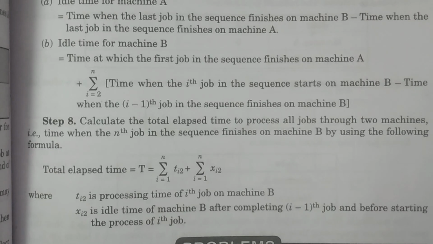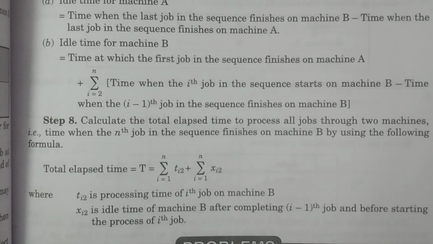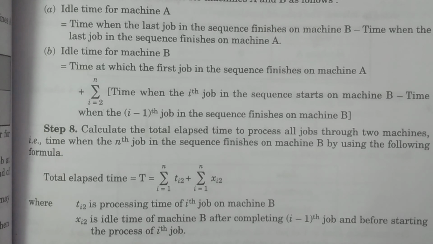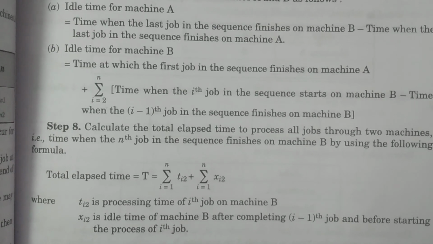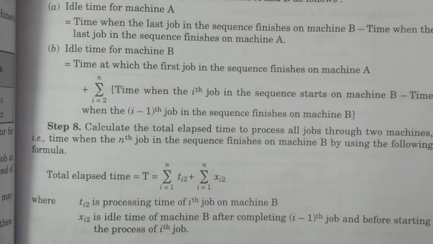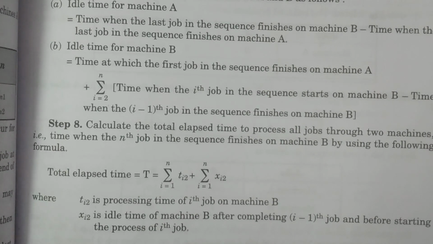So this is how to calculate the total elapsed time. In a sequencing problem, you have to calculate first the optimum sequence, and then the total elapsed time and idle times. These are the idle times for machine A and machine B. How many machines? Here 2 machines, machine A and machine B. So this is the procedure of Johnson's algorithm, or the procedure of obtaining the optimum sequence of n jobs and 2 machines. Thank you very much.